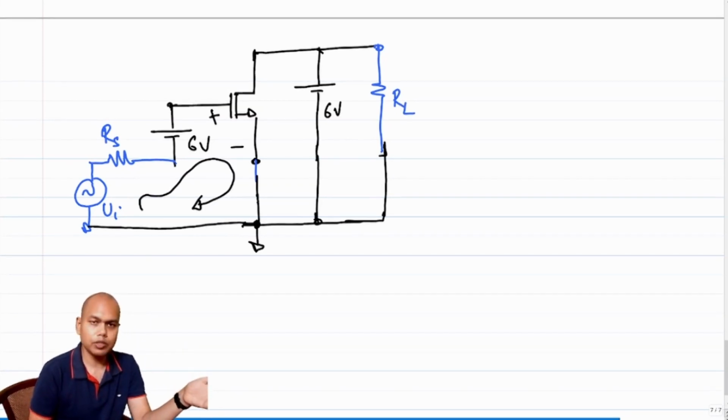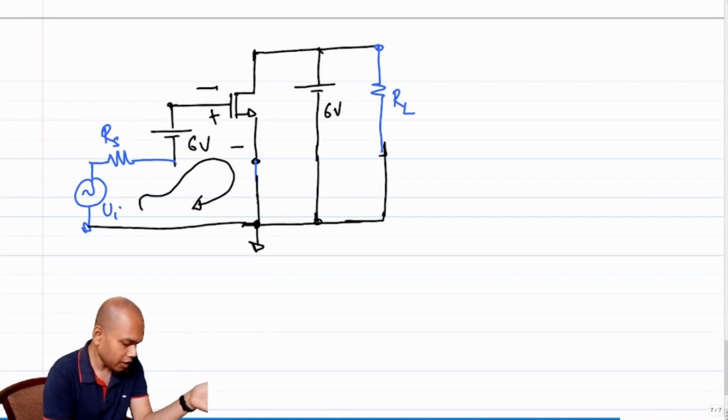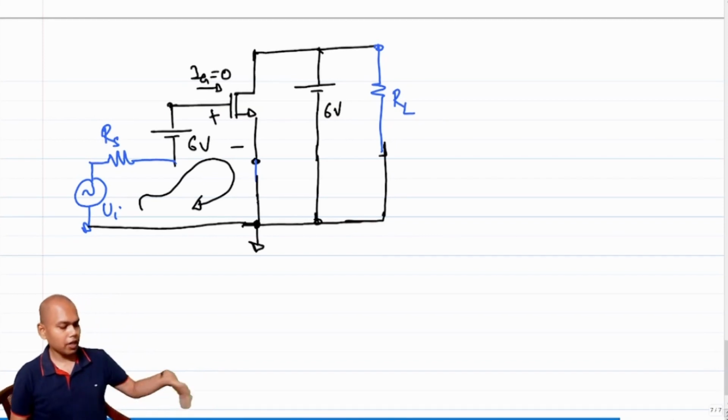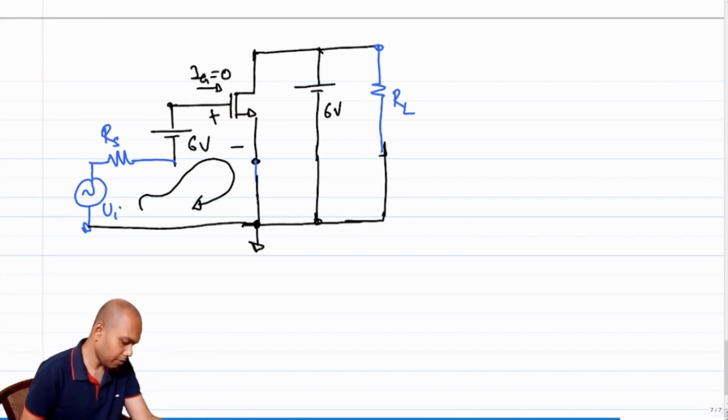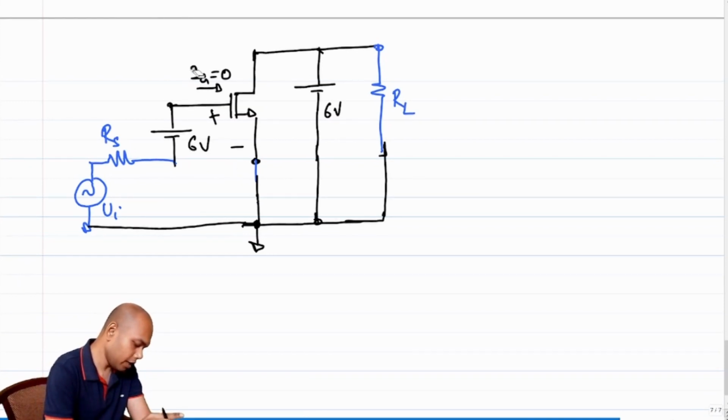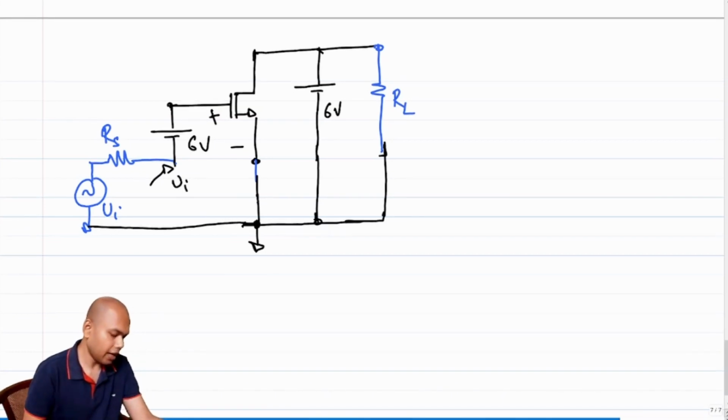This current in this loop is 0 because no current can flow in, right? Ig is equal to 0. So no current can flow in. You are not drawing any current from the battery. If you are not drawing any current from the battery, what is this voltage? This voltage becomes Vi, right? Had you drawn current, the voltage would have been Vi minus that current times Rs, but we have current equal to 0. So this voltage becomes Vi.